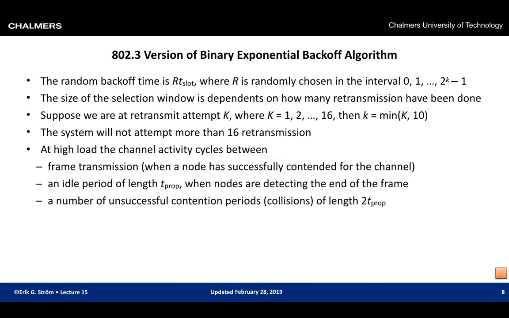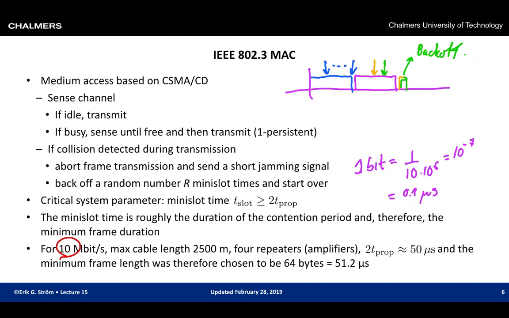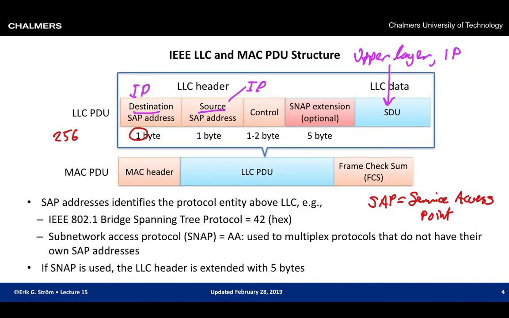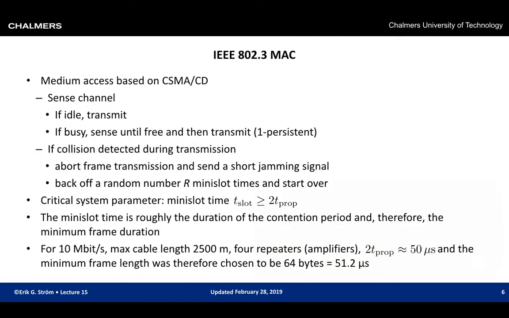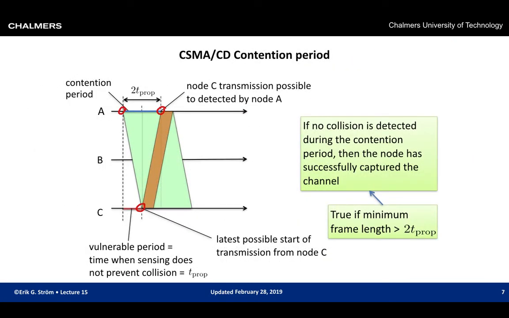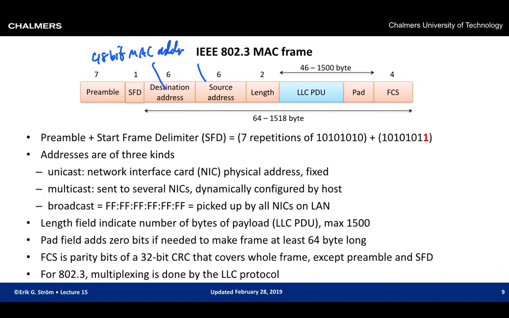So if we go back, we see that the LLC overhead here is 8 bytes, and the IP packets need to be put in here. And if this is limited to 1500 bytes, the IP packet cannot be more than 1492 bytes long. Okay. So this seems to be a minor difference, right? What difference is there between 1500 and 1492?